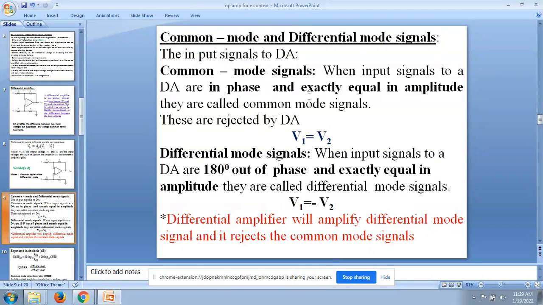Common mode signals: when the input signals to the differential amplifier are in phase and exactly equal in amplitude, they are called common mode signals. They are rejected by the differential amplifier, such that V1 equals V2. Differential mode signals: when the input signals to the differential amplifier are 180 degrees out of phase and exactly equal in amplitude, they are called differential mode signals. That is, V1 equals minus V2. The differential amplifier will amplify differential mode signals and reject common mode signals.